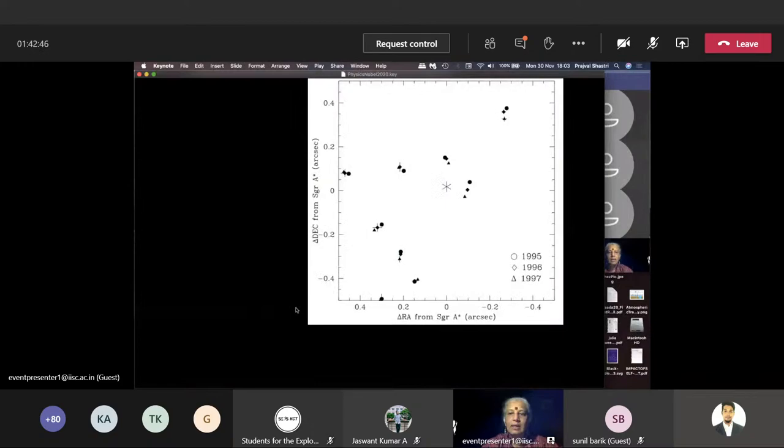And as a result, by observing these stars between 1995 and 1997, Andrea Ghez was able to measure actual shifts in the sky. So each of these is a star, and the different symbols represent the images at different times. And you can see that the stars have shifted. So it's here shifted from here to here, here from here to here, and so forth.